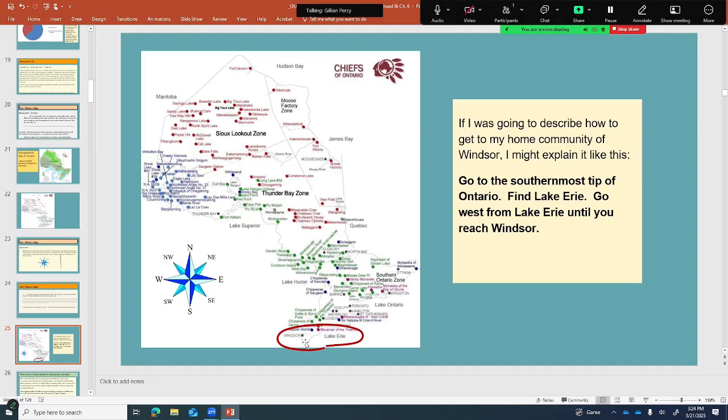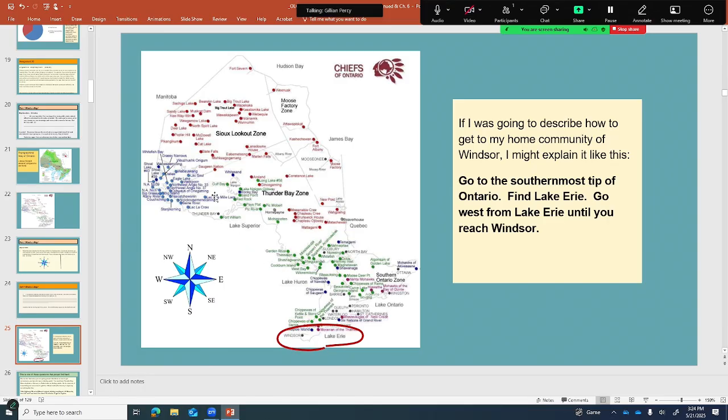So my home community is down here in Windsor. If I was trying to describe to somebody how to get there, I might explain it like this. Go to the southernmost tip of Ontario. So here's Ontario, there's the southernmost tip. Find Lake Erie, there's Lake Erie. Go west from Lake Erie until you reach Windsor. So that would be it.